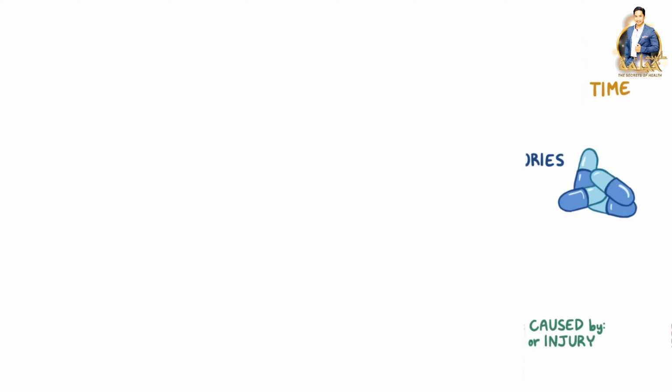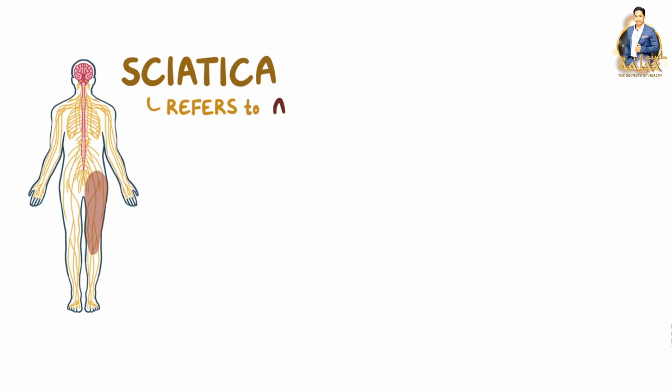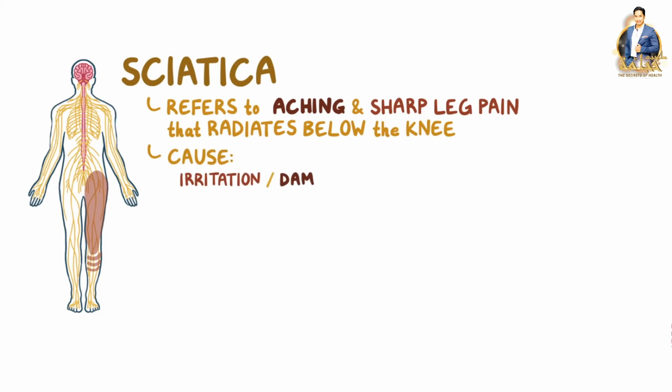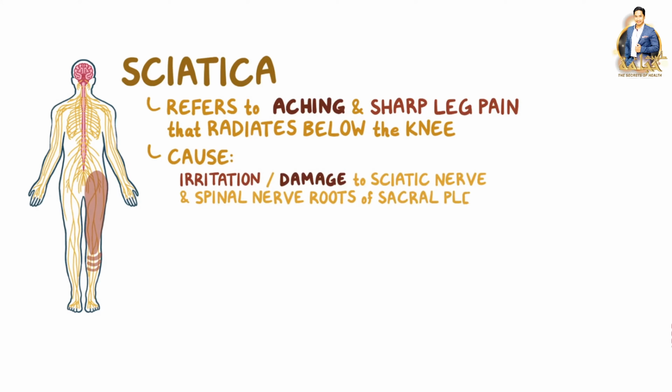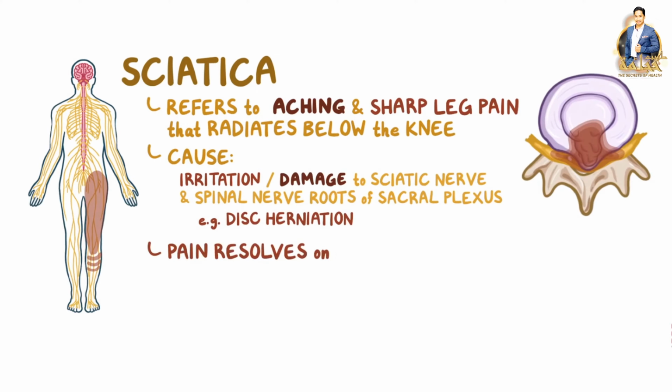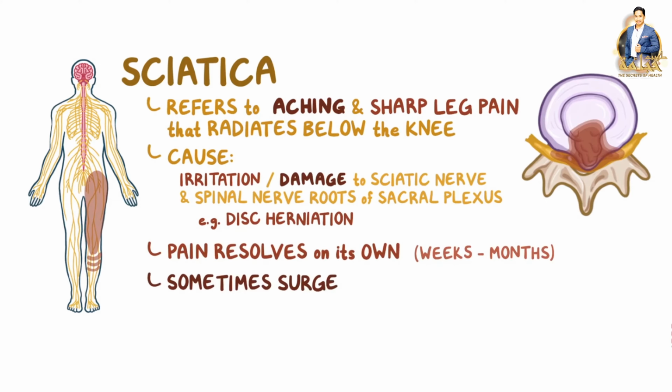Alright, as a quick recap. Sciatica refers to aching and sharp leg pains that radiate below the knee. It is caused by irritation or damage to the sciatic nerve and spinal nerve roots of the sacral plexus, most commonly as a result of disc herniation. Typically, the pain resolves on its own over a few weeks to months, but sometimes surgery is required.